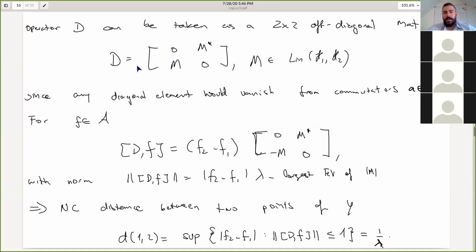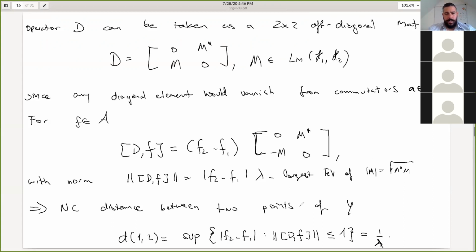Because this also has to be a self-adjoint operator, you choose 0, M star, M, 0, self-adjoint obviously. Then the commutator has to be bounded. This is also one of the conditions, and it's basically just f2 minus f1 times the matrix 0, M star, minus M, 0. Now the norm is basically the largest eigenvalue, the absolute value of M, which is basically the square root of M star M.